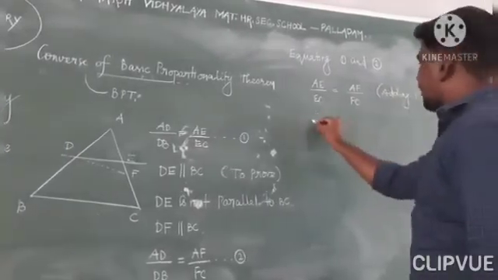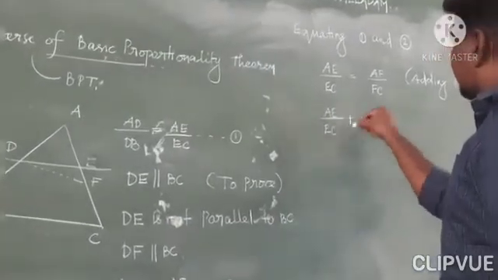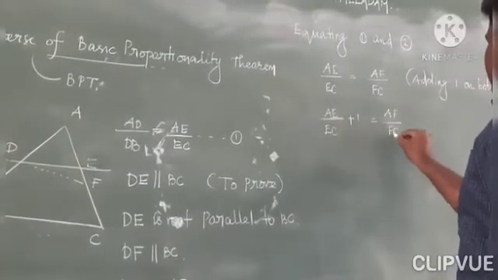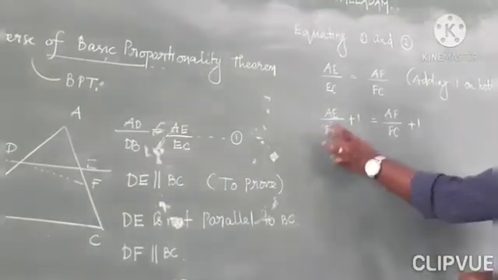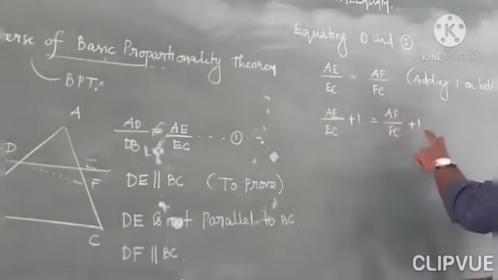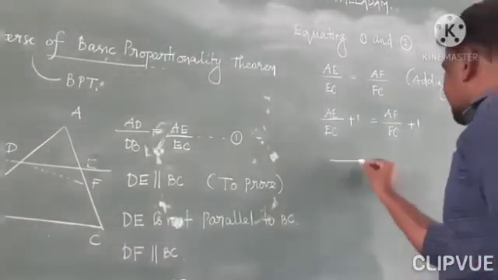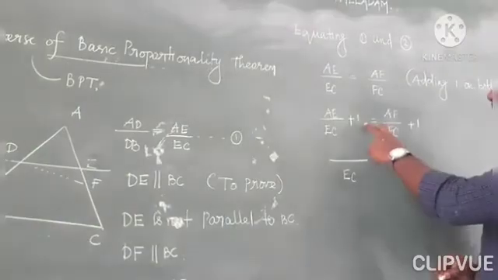If you add 1 on both sides, what do we get? AE by EC plus 1 is equal to AF by FC plus 1. It has denominator EC. Here the denominator is 1, and here also the denominator is 1. You know that LCM concept. The LCM is EC, so it must be multiplied by EC.